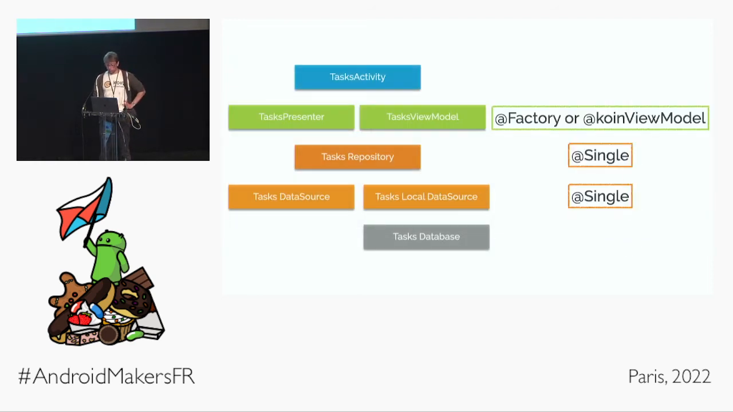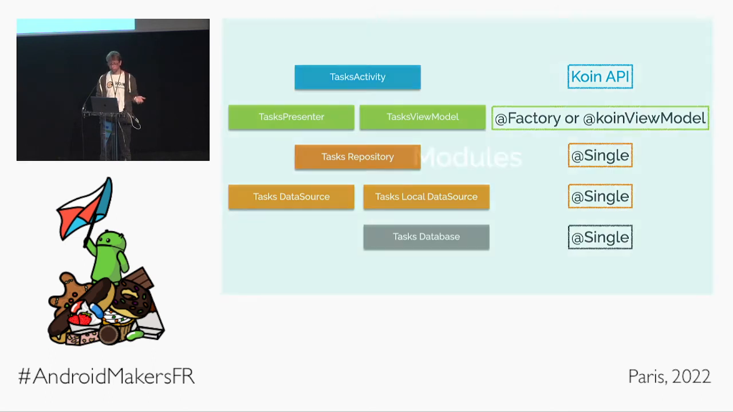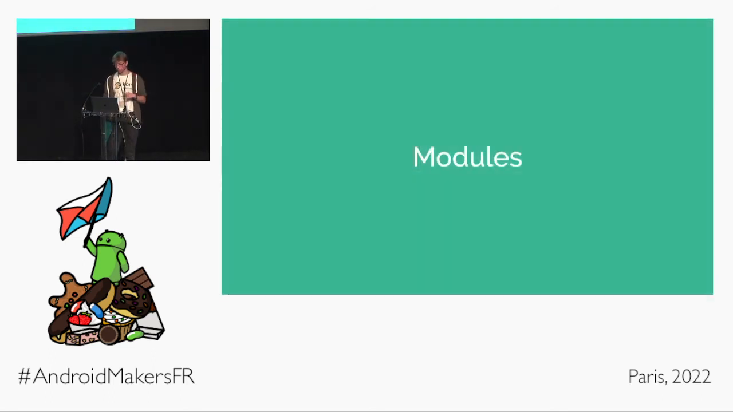Factory, at Koin view model, at single, and then the Koin API. This is not changing much. It's just another way to help you use Koin, because for some people you may want to use annotation to scale more in terms of writing. You may want to mix also things between DSL and annotations.